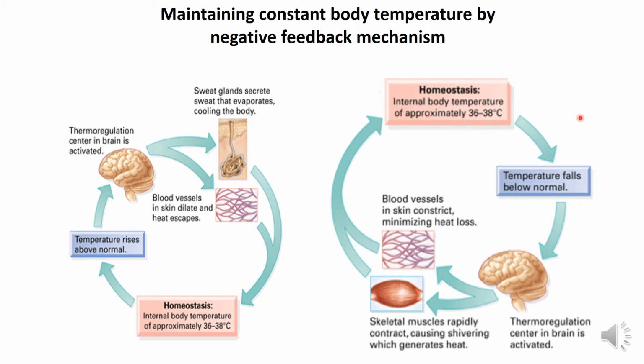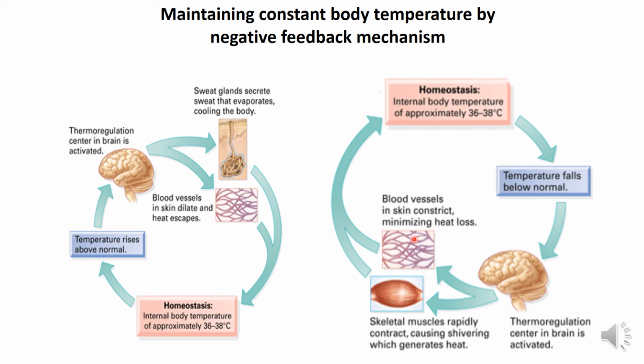If we take the other side of the story, when the body temperature is decreased below normal, again, this decrease in the body temperature will be detected by the receptors, and these receptors will send impulses to the center that regulate the body temperature. It's called thermoregulation center in the brain. Once this center is activated, it will send impulses again to the blood vessel and the skeletal muscle.